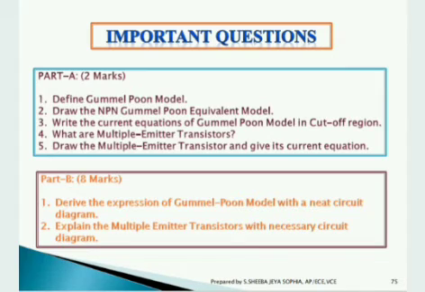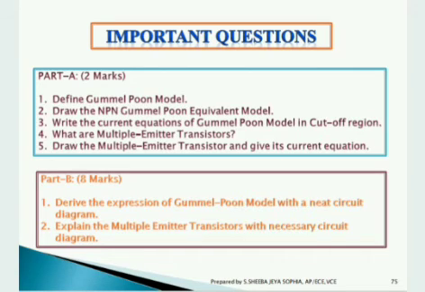Next, fourth question, what is a multiple emitter transistor? You have to define what is meant by a multi-emitter transistor. Next, draw the multiple emitter transistor and give its current equation. You have to draw the schematic, symbol as well as the physical structure, and give the current equation which we have seen now, that is summation of IE is equal to IE1 plus IE2 plus IE3. This is equal to IC plus IB.